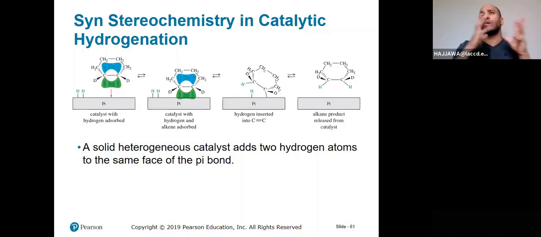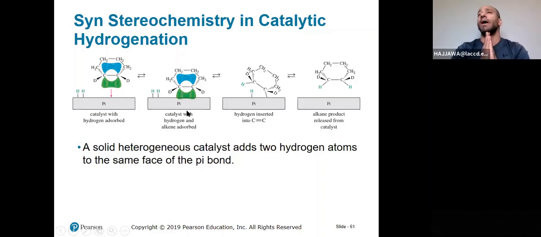Whether you use homogeneous or heterogeneous, you will always get the two hydrogens added on the same face. So think of the catalyst as basically a support that will have the two hydrogens attached and the alkene as well. And once that happens, if the catalyst has a ligand, the ligand will block one face and allow the hydrogen to add into the second face.